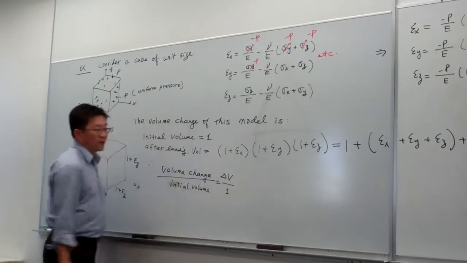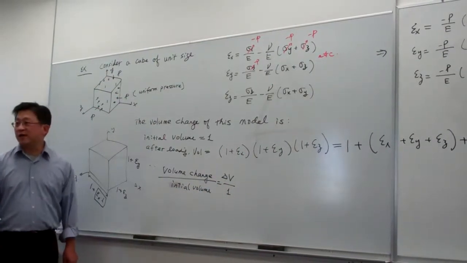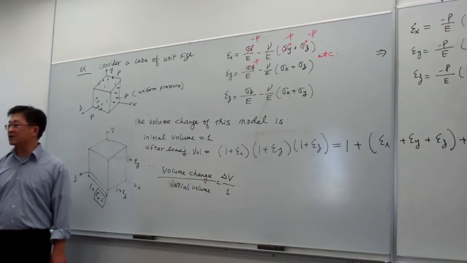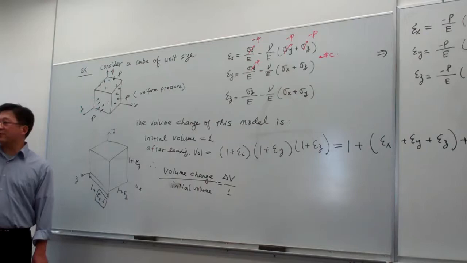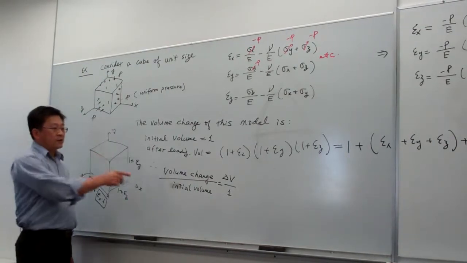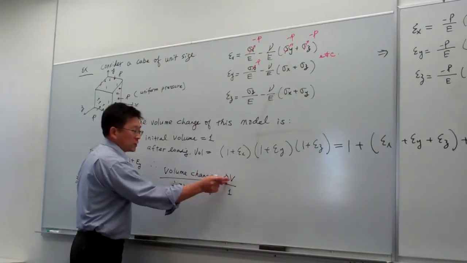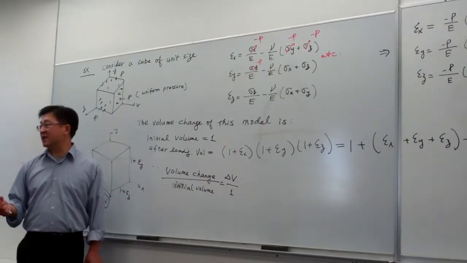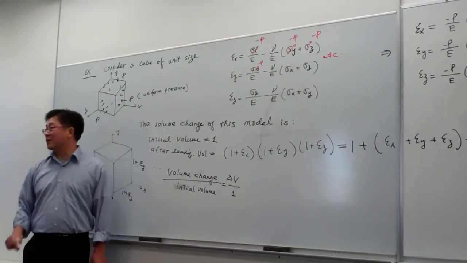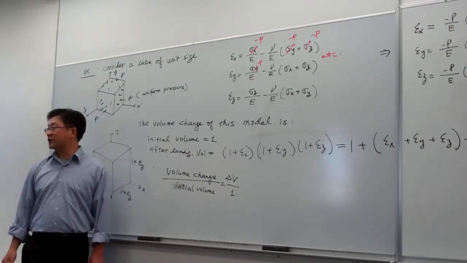Initial volume equal to 1. We want to take the similarity of the strain. Remember, our strain is deformation divided by initial length. Volume change is the deformation in volume divided by initial volume. So it is the same concept of the strain, but here we talk about the volume change.